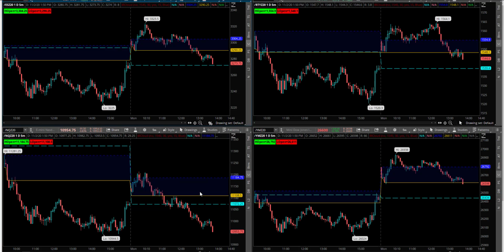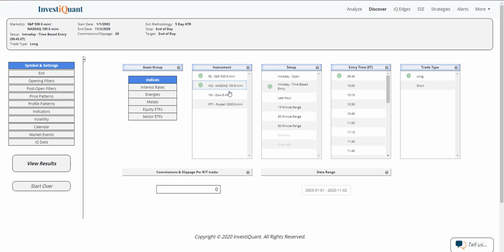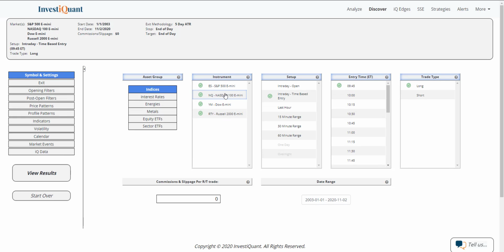It is not the same pattern in the NASDAQ, but currently 3 of the 4 indices have this pattern forming as I am recording this video. So I figured we would take a look at that in Discover. So let me come in here and select all 4 instruments, and NASDAQ's not going to be the same pattern, but I'm going to go ahead and add it in there anyway. And then we are going to use a time-based entry, and I'm going to use 2:30 p.m. Eastern Time. I'm going to set it up as a long, and the exit will be at the close of regular trading hours, which is 4:15 p.m.